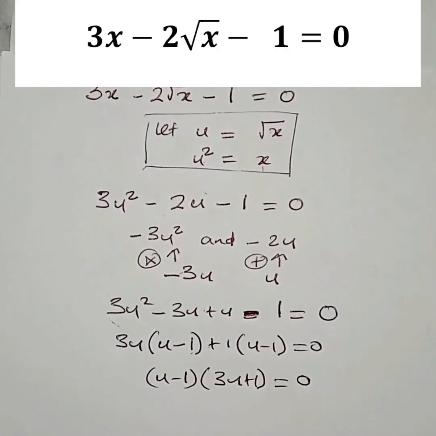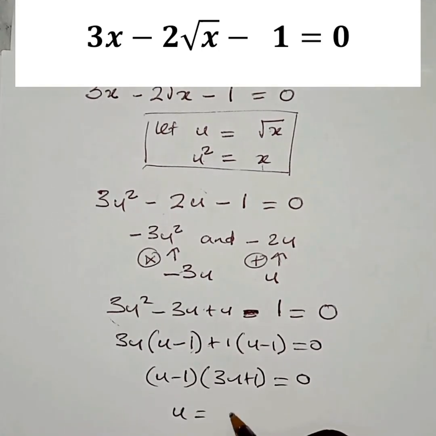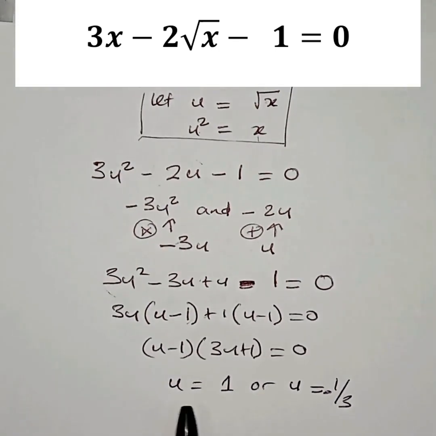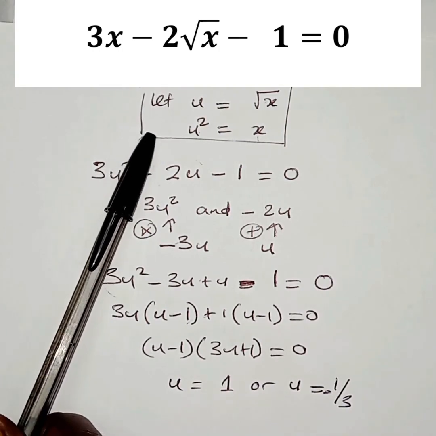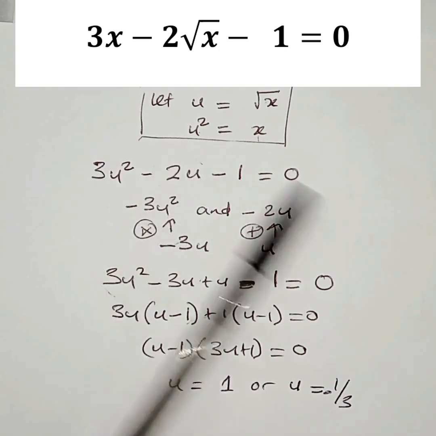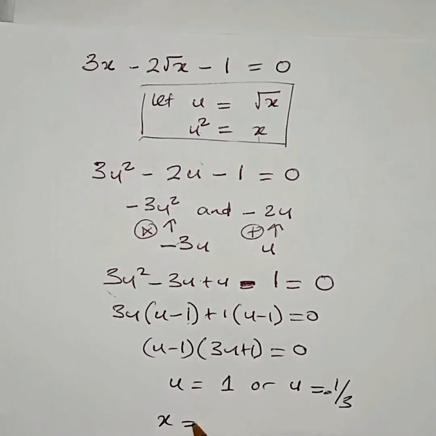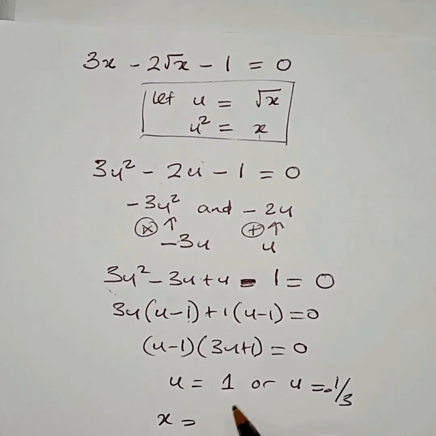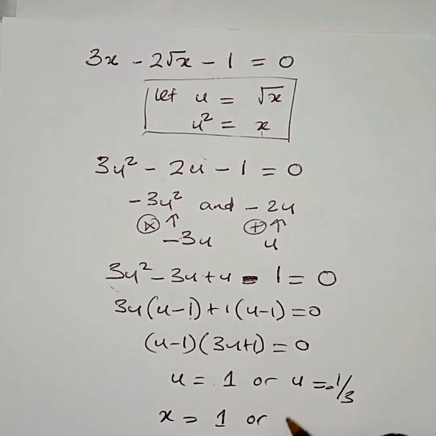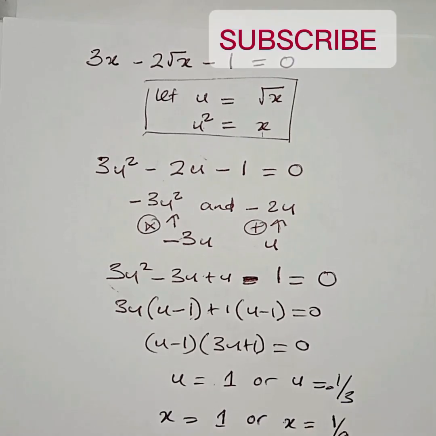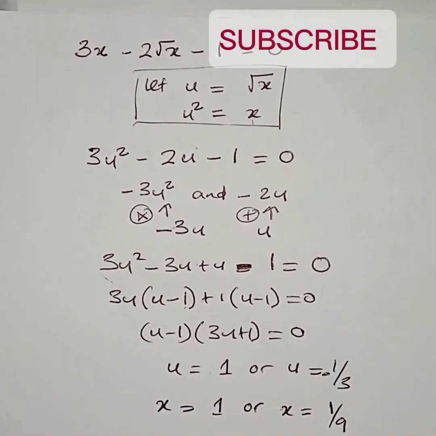Now I'm looking for u. I will say u is equal to 1, or u is equal to minus 1 over 3. All right, now I'll take this back to that point where we came from. You remember we said x is equal to u squared. So x is equal to u squared when u is 1, so x is equal to 1. Or x is equal to u squared when u is minus 1 over 3, we've got x is equal to 1 over 9, because we're saying minus 1 over 3 squared.